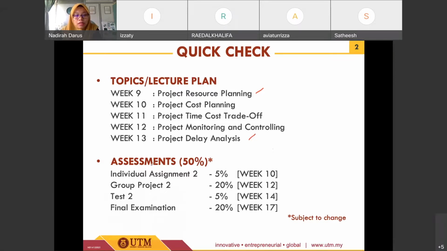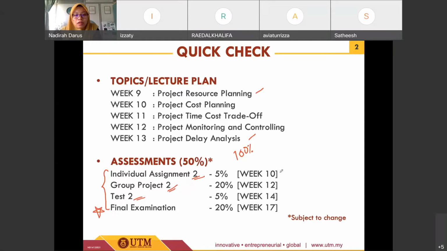About the assessment, I think Mr. Rahim already mentioned this. The total of 100% marks will be divided into 2 parts, 50% each for me and for Mr. Rahim. So I will cover the rest of these 50 marks. The distribution of these 50 marks will be broken down into 4 elements. The first one is individual assignment 2. This number 2 represents my part. Similarly for the group project, then we have test 2, and at the end we will have the final examination.